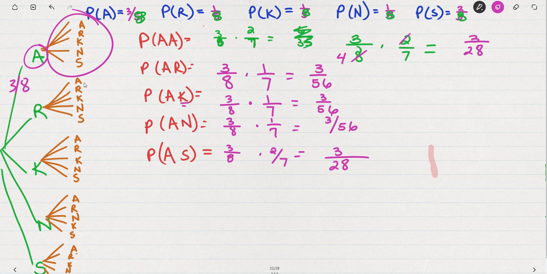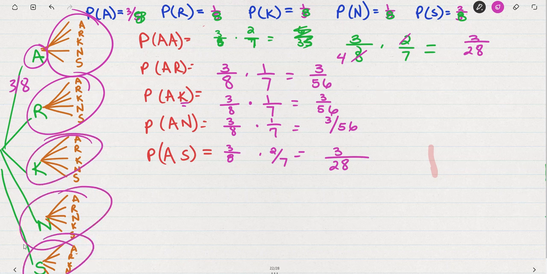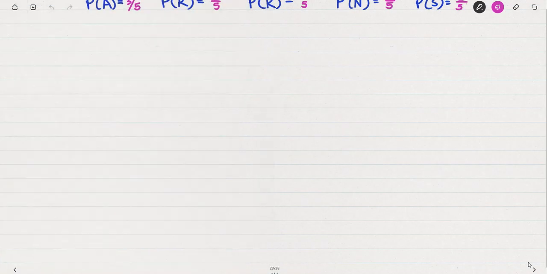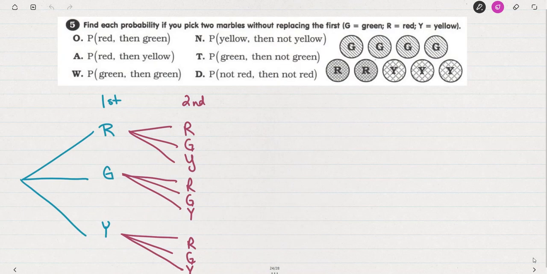And then we could do the same for the draw when the R goes first, the K goes first, the N and the S goes first. Sorry about this slide, the numbers were not right on there. Let me know if you still have a question on that replacement. This next one is also without replacement.